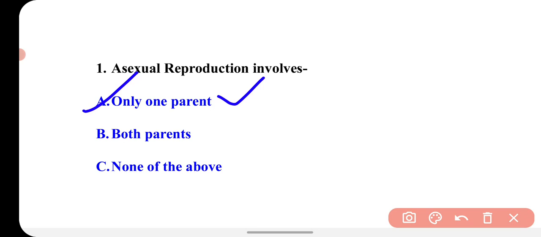In contrast to asexual reproduction, in sexual reproduction there is a requirement of two individuals, male and female. The male makes the male gamete and the female makes the female gamete, and when both gametes fuse together, the zygote forms. The zygote develops into an embryo, and the embryo develops into a new organism. So asexual reproduction basically involves only one parent. It doesn't need two parents, male and female.